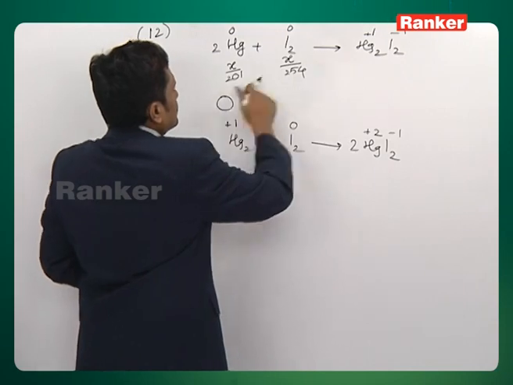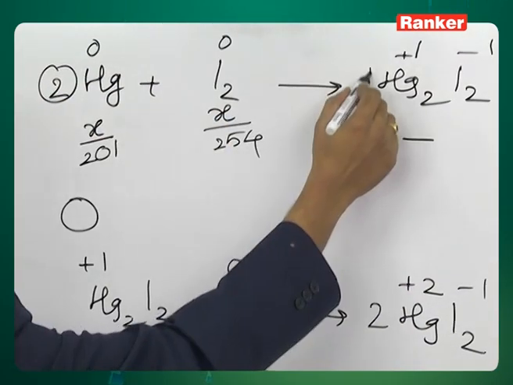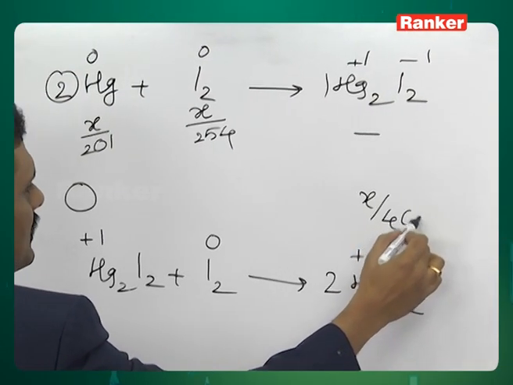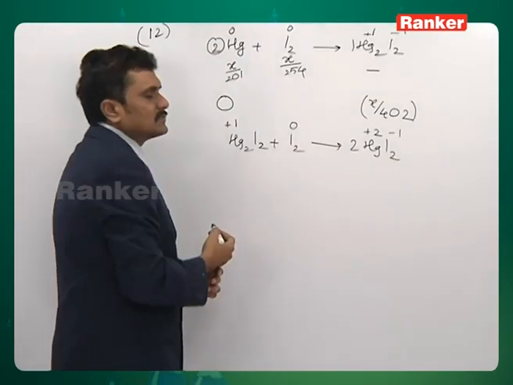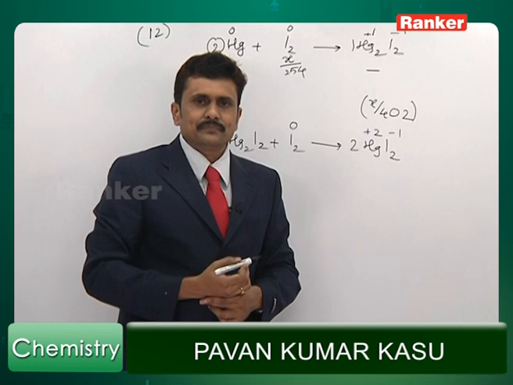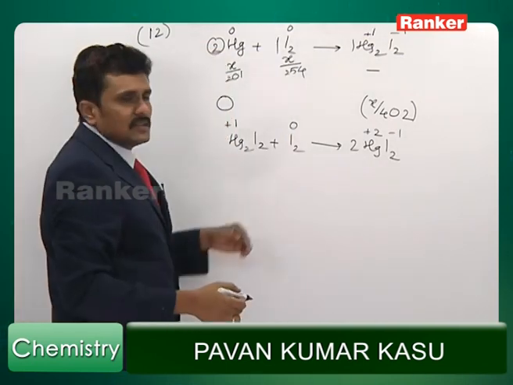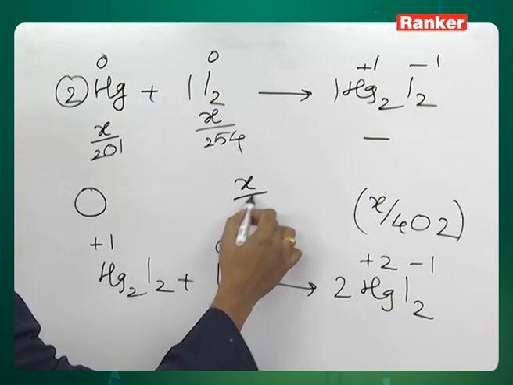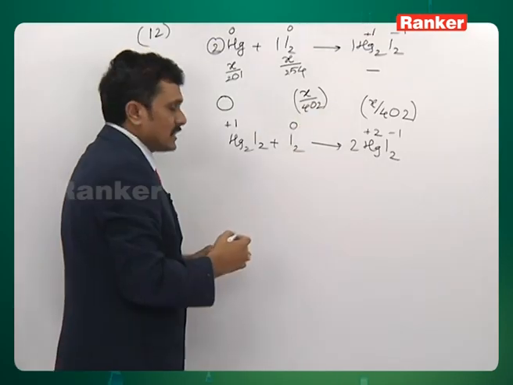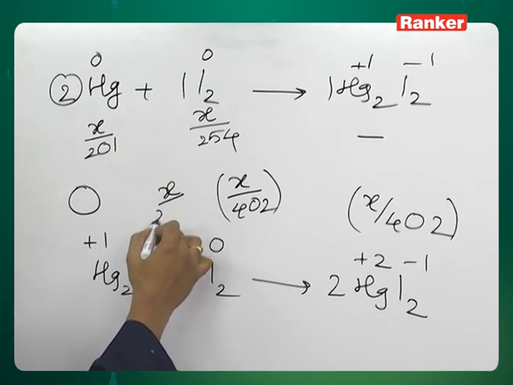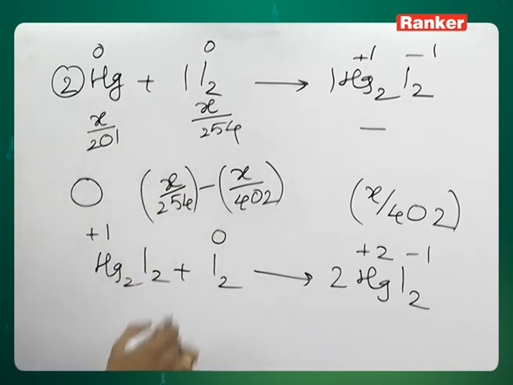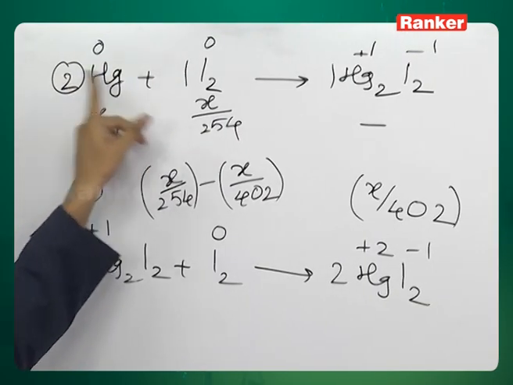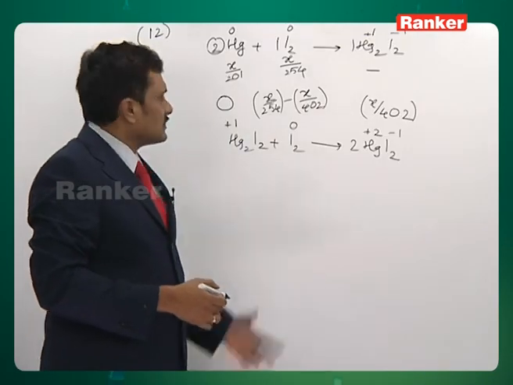Now here I am assuming this as the limiting reagent, and for every 2 moles of mercury I get only 1 mole of mercurous iodide, hence for every x by 201 I can expect half of it, that is x by 402 gram moles of mercurous iodide formed in this reaction. Now let us check how much I2 has reacted. For every 2 moles, once again only 1 mole of I2 has reacted. For every x by 201, x by 402 gram moles of I2 will react, and the gram moles of I2 remaining are the initial moles, x by 254, minus the x by 402 moles that have reacted, from this mole ratio of 2:1. Now these amounts are ready.